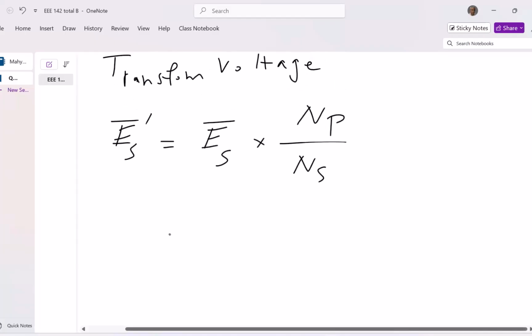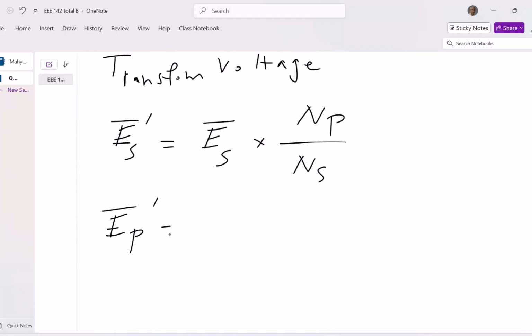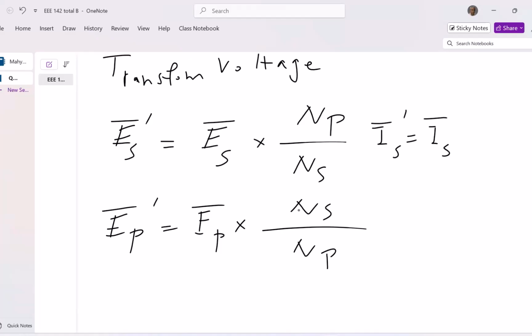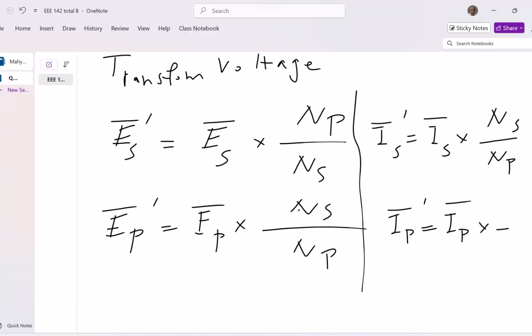So let's do that for EP prime. EP prime would be EP times the side to which it goes to, which is secondary now, over NP. The relationship for currents would be reversed. This means that IS prime is IS times NS over NP. And IP prime, so these are separate things, IP prime would be IP times NP over NS. For the currents, that's the other way.